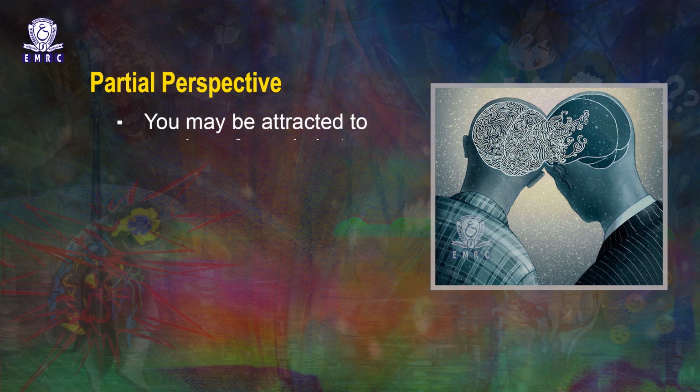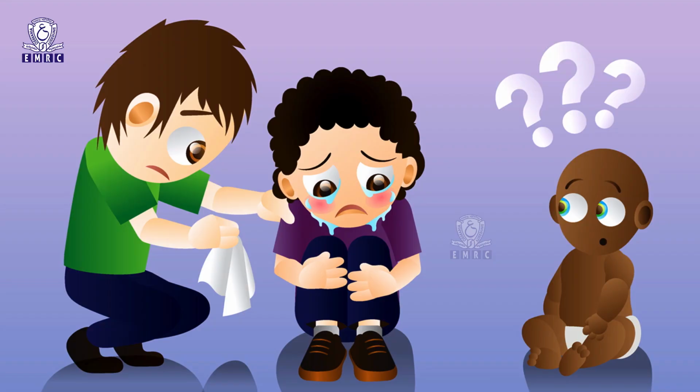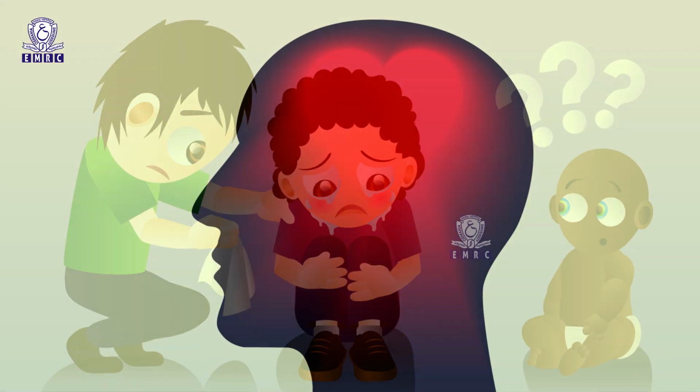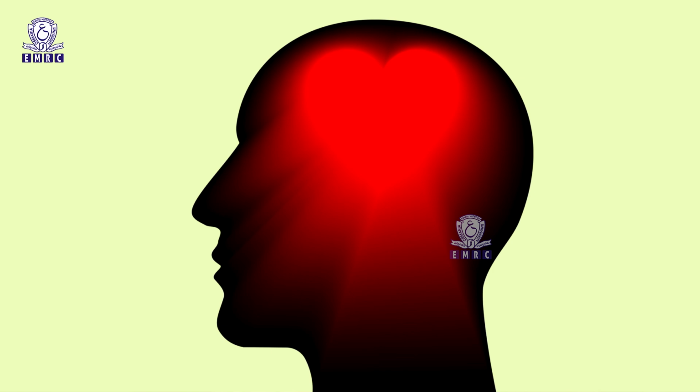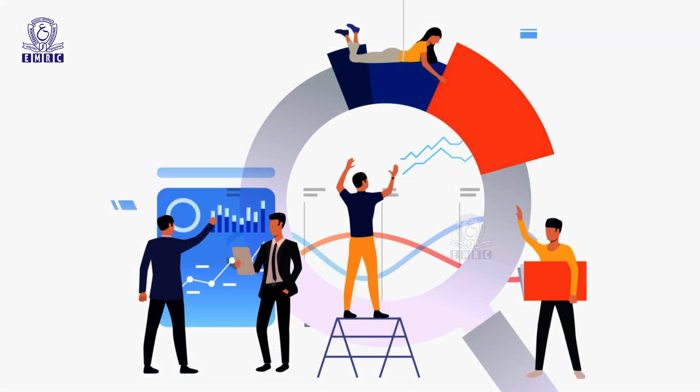You may be attracted to a number of people, but romantic love is directed one at a time with great intensity. The number is not unlimited, but rather a small number. Our emotions are focused on one or a few persons. Emotions are partial since our attention is focused on a narrow target, or they express a personal and interested perspective. One cannot be interested in a vast number of people.